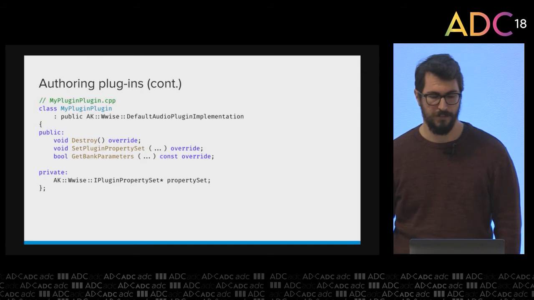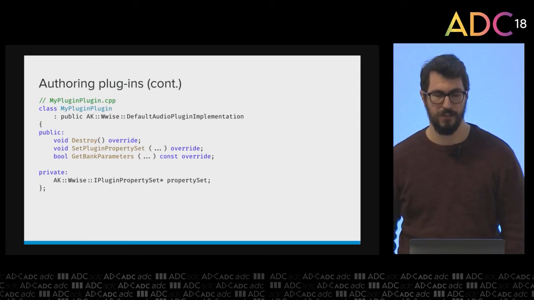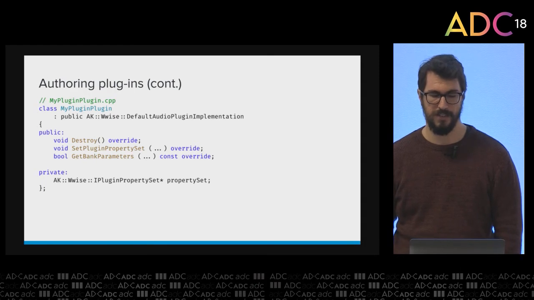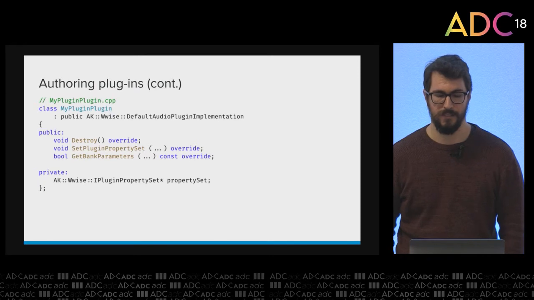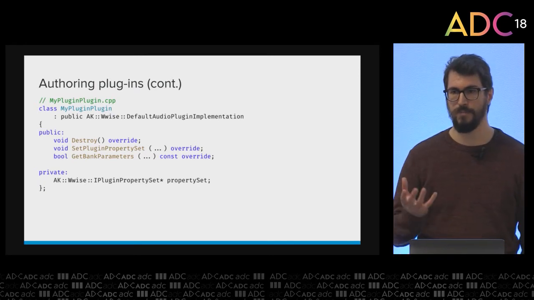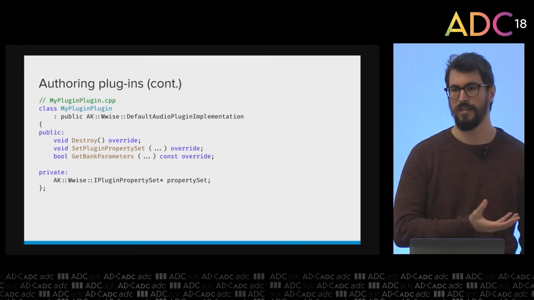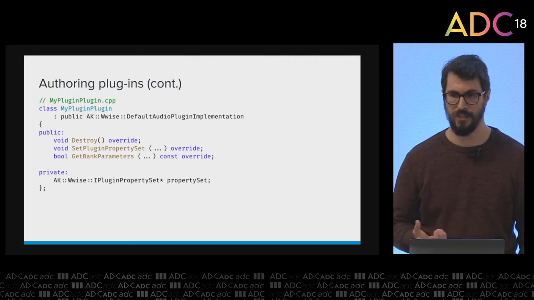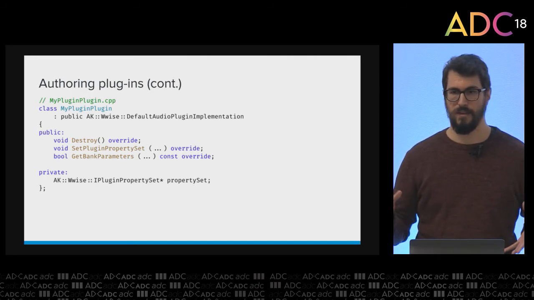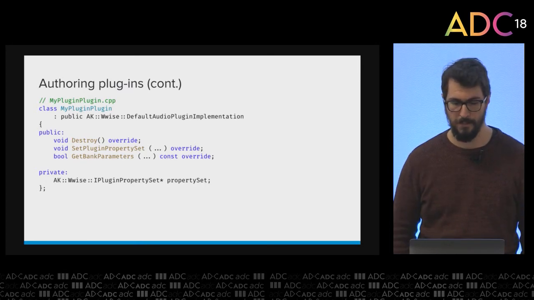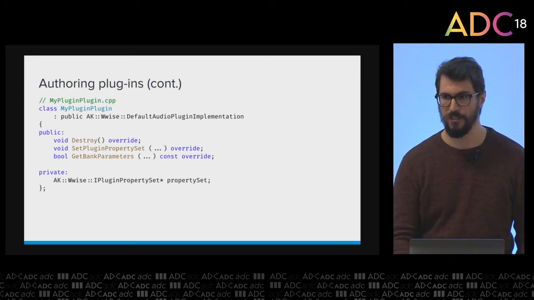And finally, one of the things that you would also have to implement for a minimum authoring side plugin is get bank parameters. In Wwise, there's a thing called Soundbanks, which are used to communicate between the authoring part and the sound engine part. It's basically all the parameters packed into memory, and it's shipped directly to the sound engine.